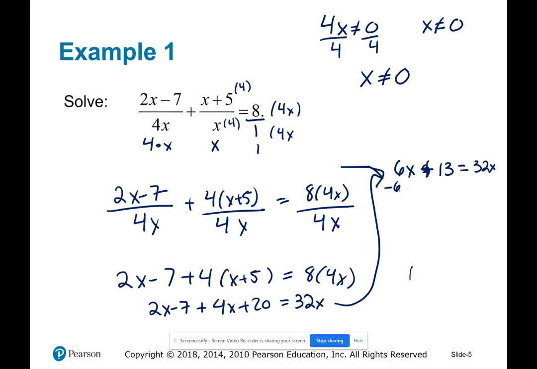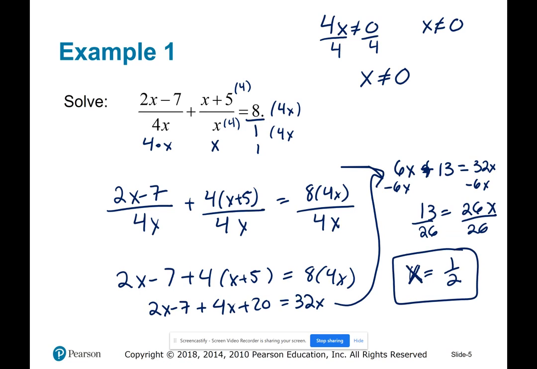Then subtract 6x, and I get 13 equals 26x. Divide by 26, divide by 26. Reduce that fraction, I get x equals 1/2. That's my answer. And I know that's a good answer because it's not the same as my restriction.